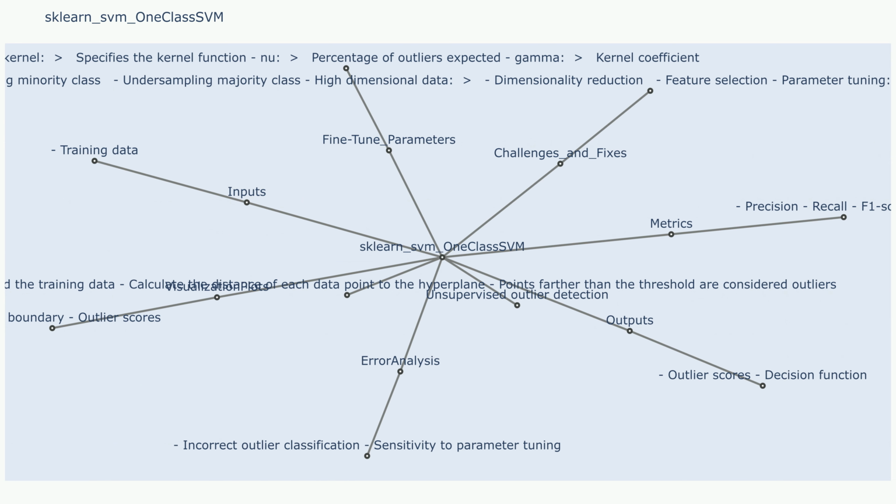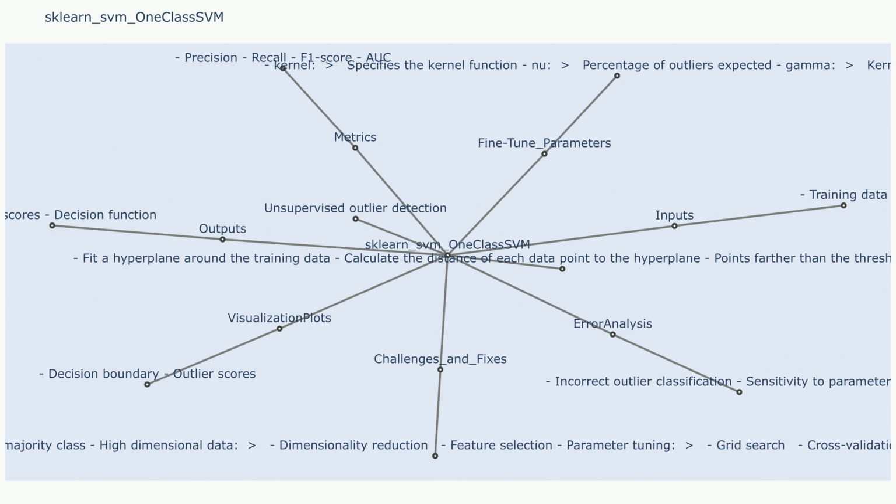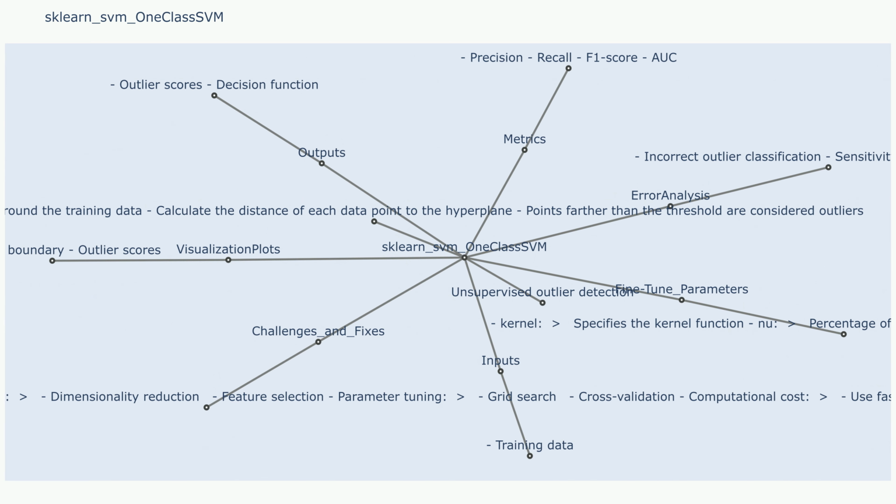Y_pred, a 1D array containing the predicted labels for new data points. 1 indicates a normal point. -1 indicates an anomaly. Steps: training: the algorithm learns a boundary in the feature space that encloses the normal data points. Prediction: for new data points, the algorithm calculates the distance to the learned boundary. Data points outside the boundary are classified as anomalies.